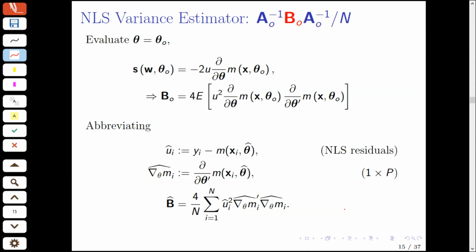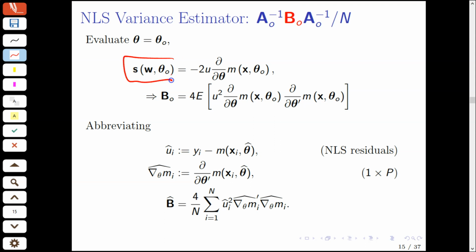Next up, we'll think about how to construct a consistent variance estimator for the nonlinear least squares estimator. First, let's think about how we may estimate the meat of the nonlinear least squares estimator, that is, the B0 matrix. First, what's the structure of this matrix?